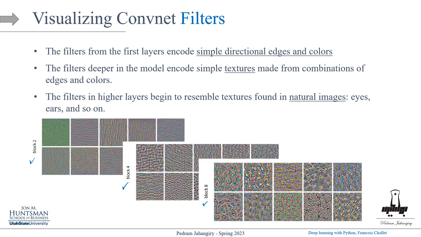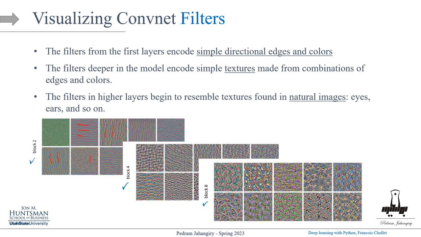And what you should pay attention to is that the filters from the first layers encode simple directional edges and colors. So again, let's say this is block of layer two. And as you can see, what do we have? We have horizontal wavy lines, vertical lines, things like that.